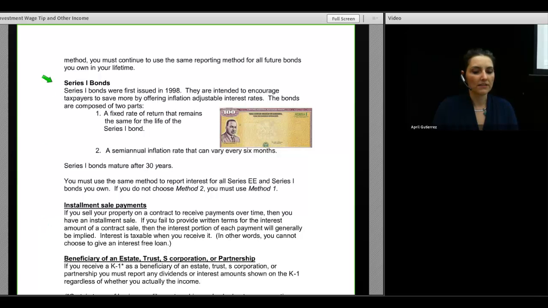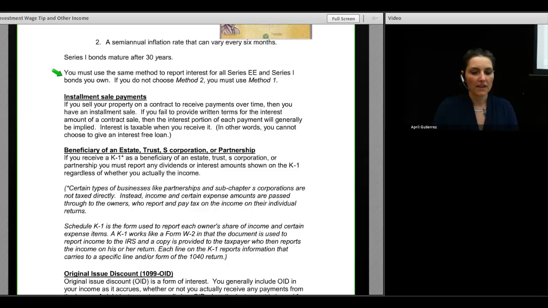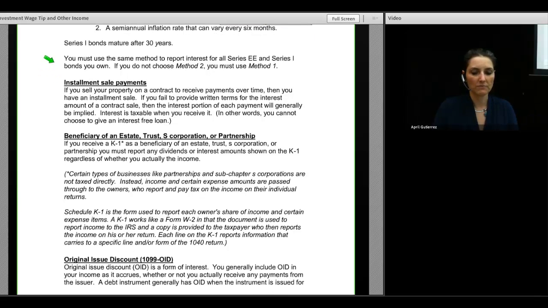Series I bonds are a little bit different. They were first issued in 1998, and they are intended to encourage taxpayers to save more by offering inflation-adjustable interest rates. The bonds are comprised of two parts. Number one is a fixed rate of return that remains the same for the life of the bond, and the other is a semi-annual inflation rate that can vary every 6 months. And Series I bonds mature after 30 years. And again, you have to choose which method of reporting interest you're going to use the very first year you ever buy the bonds, any bonds in your lifetime.